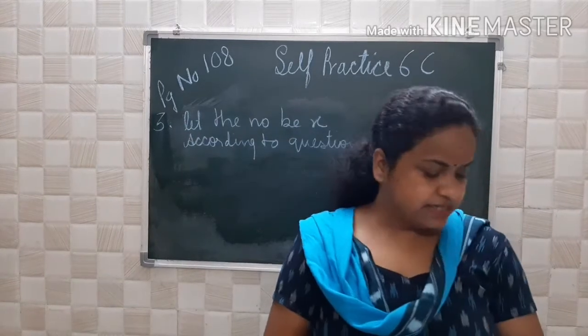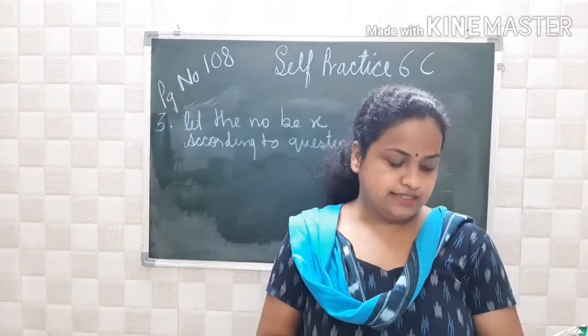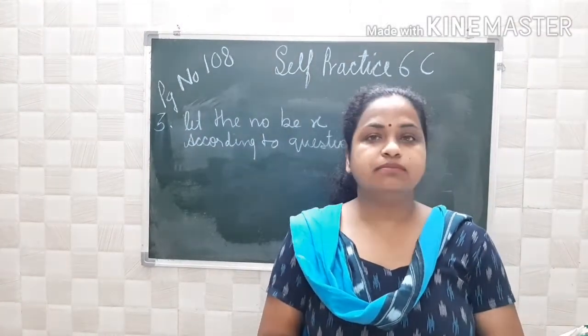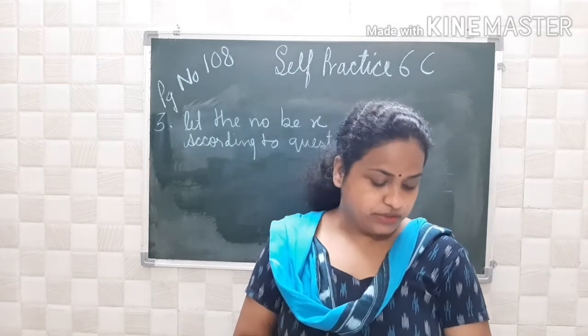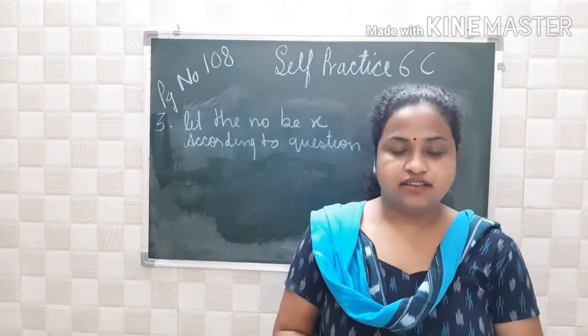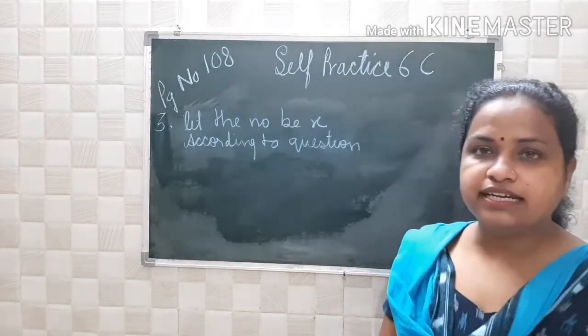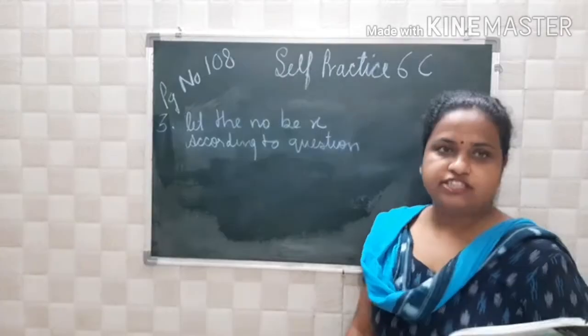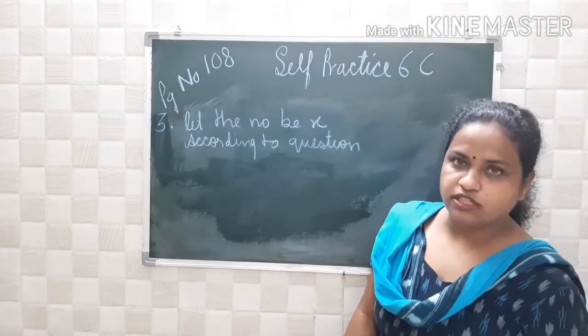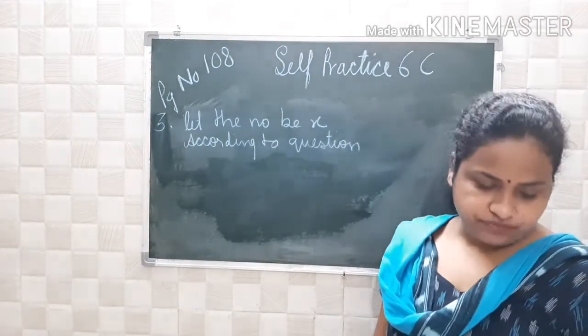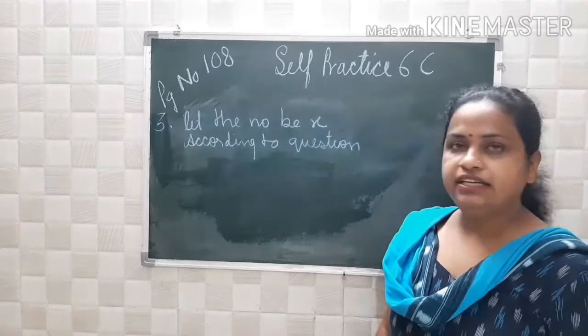The number is multiplied by 2 and 8 is added to the product. The result is 50. We will again take, let the number be x. You can take any value. It is not compulsory that you take x only. You can take any variable. So you have taken, let the number be x.